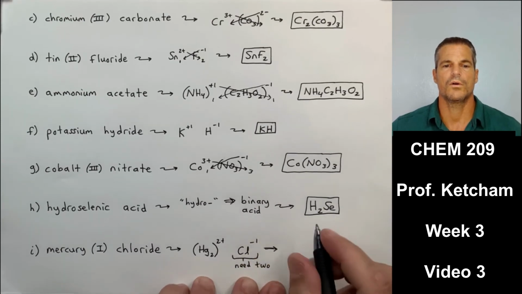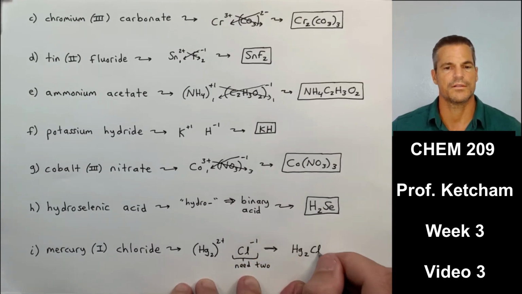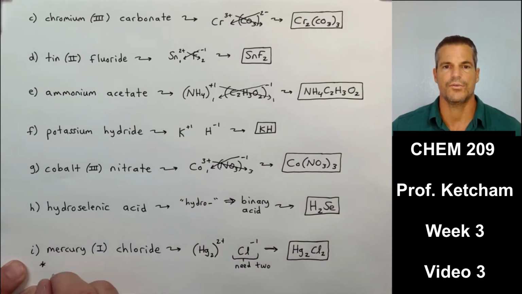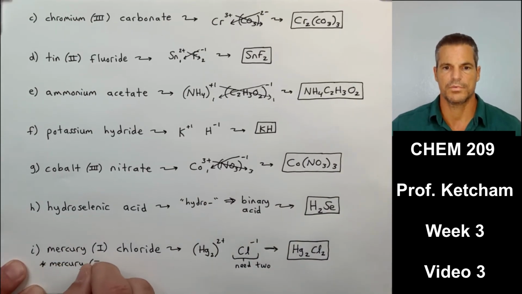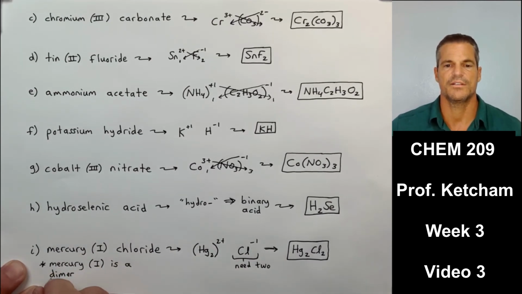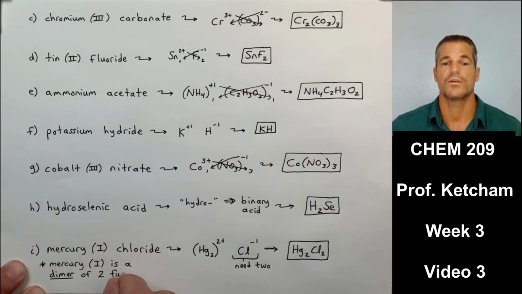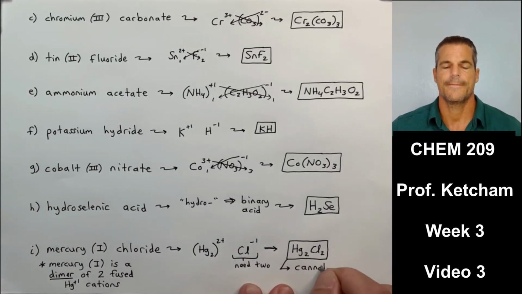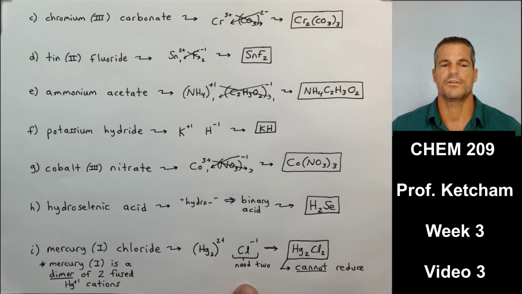Mercury 1 chloride. Now, mercury 1 is that special one. It's that dimer. Mercury 1 is Hg2, the whole thing being a 2 plus charge. And then chloride, group 17 halogen. These guys always like to be a -1. We need 2 of those to get a total of -2. So this is Hg2Cl2.